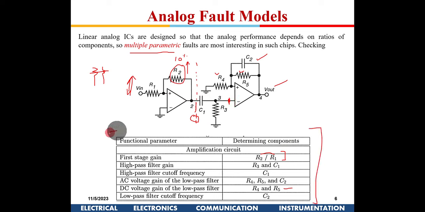Like for a digital circuit, we have circuit faults and things like that. For an analog circuit, the fault model starts like this. We define various parameters, and for those parameters, at different nodes, we ask what the determining components are. So we need to make a table like this.